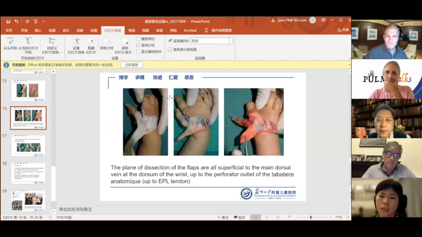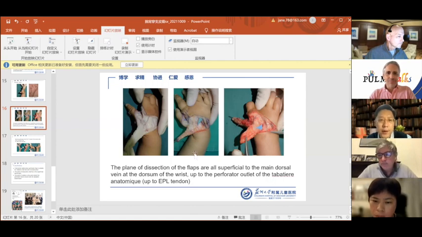Yeah, so when you dissect beyond the superficial radial nerve, then the flap will go deeper.